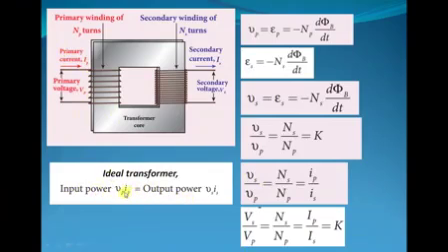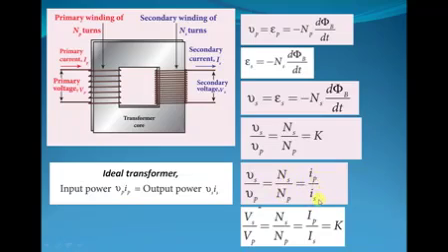We already know that power P is equal to VI. So here the primary Vp Ip is equal to the output power of the secondary, Vs Is. Here we have also taken Vs by Vp is equal to Ip by Is, and that term is also included in this equation. So Vs by Vp is equal to Ns by Np is equal to Ip divided by Is.